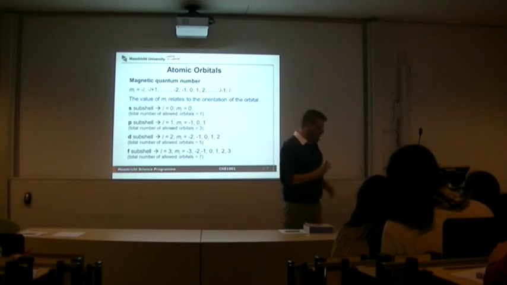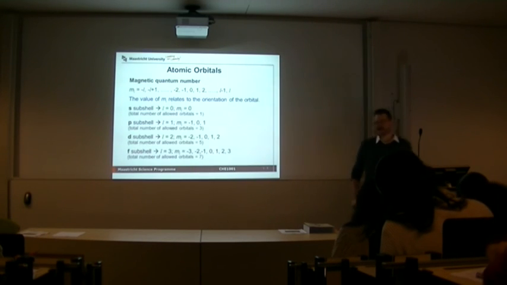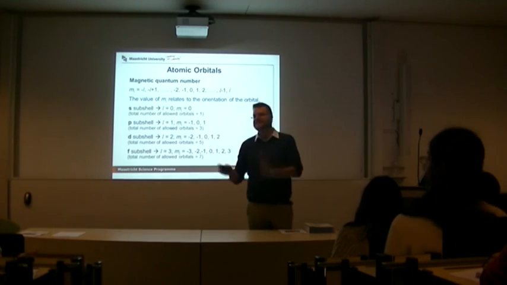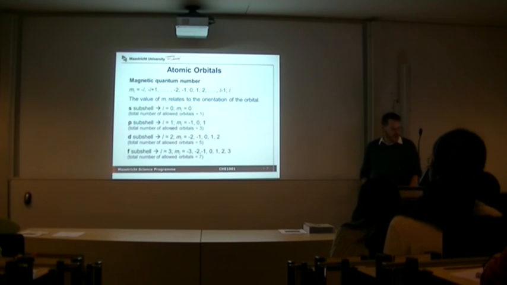So the principal quantum number is the country, the angular momentum quantum number is the city, and this is now the street. So some cities, not all cities, have the same street, and don't forget that. So that's a very valuable analogy.